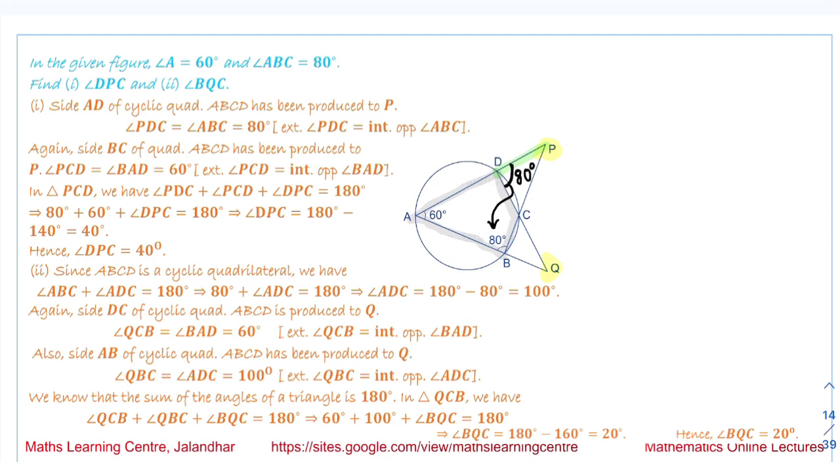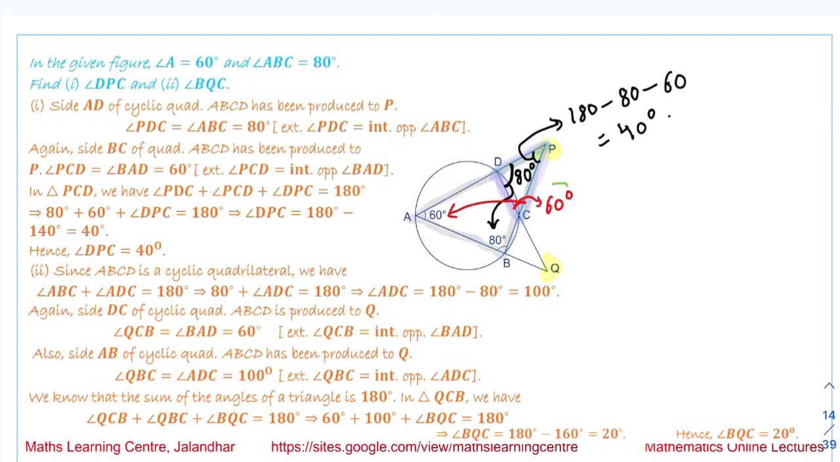Next, the side BC of this quadrilateral is extended to CP. For this angle at C, the angle 60 degrees is the interior opposite angle, so the value of this angle is 60 degrees. Now in this triangle BPC, the angle P is 180 minus 80 minus 60, that is equal to 40 degrees.